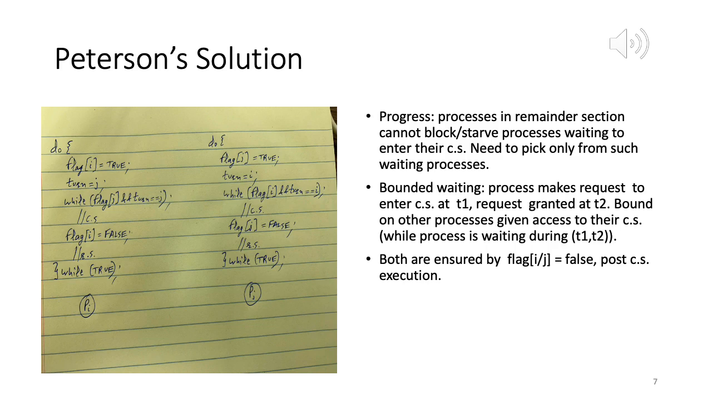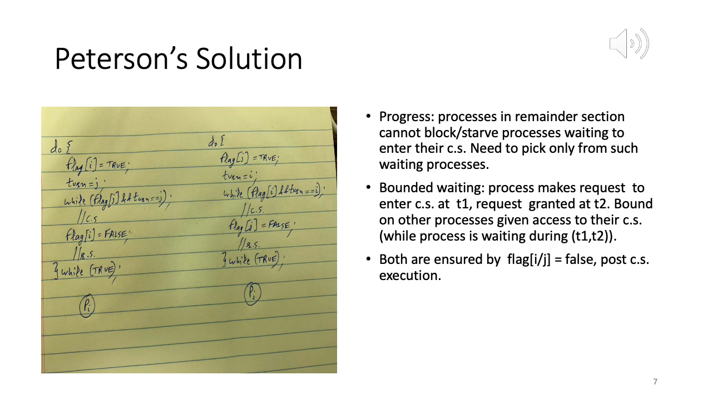So we can easily see here that a process which is in its remainder section, either Pi or Pj, does not block or starve a process which is waiting to enter its critical section. So progress is ensured.